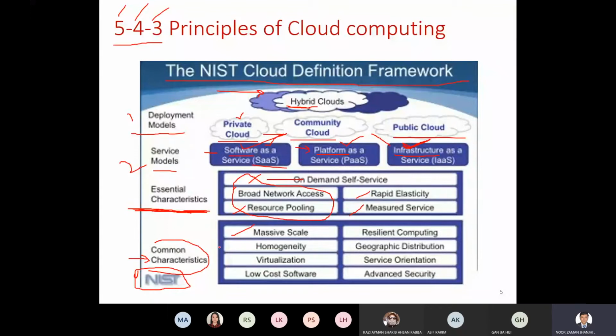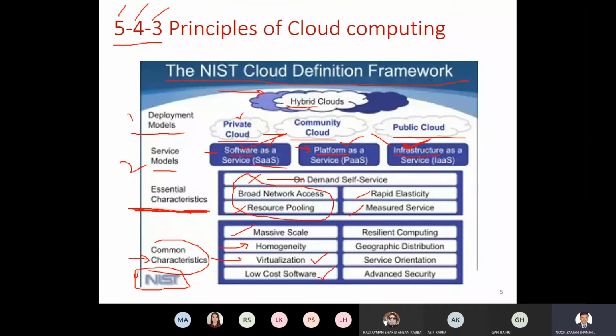So homogeneity will be there in one type of deployment model, but in the other type of deployment model it will not be there, because they are opposite to each other. That's why we call it common. So I hope you understand what essential characteristics and common characteristics mean. In the same way, virtualization, low cost software.